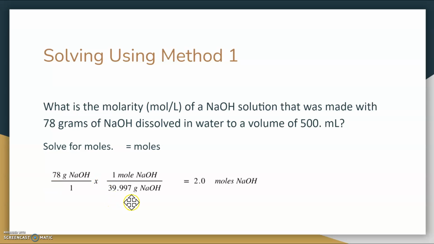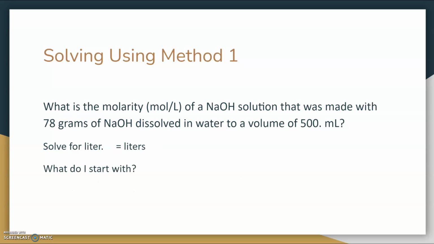78 divided by 39.997, rounded to 2 sig figs, gives me 2.0 moles of sodium hydroxide. So I solved for moles. Now I have to solve for liters. So I'm going to solve for liters. What do I start with? Pause the video and see if you get this right.